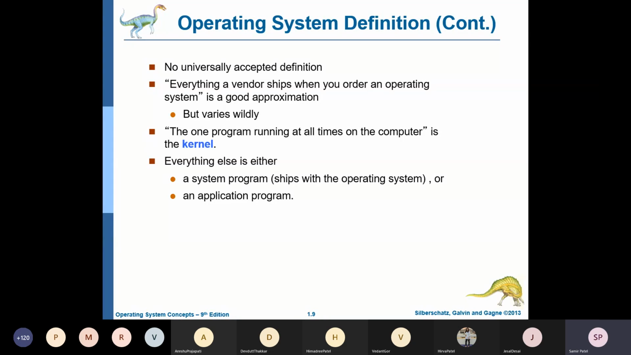To give you some idea of the previous case, everything a vendor ships when you order an operating system is a good approximation. I would like to emphasize one point: when Windows XP came into existence, it was having some restrictions. It did not have the functionality which we have right now with Windows Vista and other operating systems, Windows 10 and so on. What is that difference? Windows XP was not able to execute processes on multi-core systems, right?